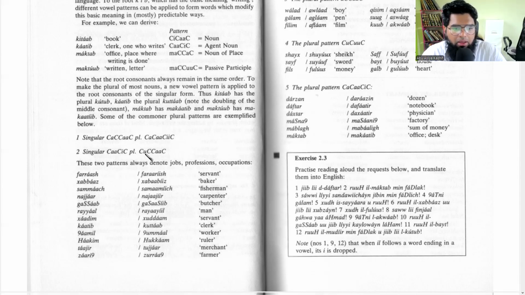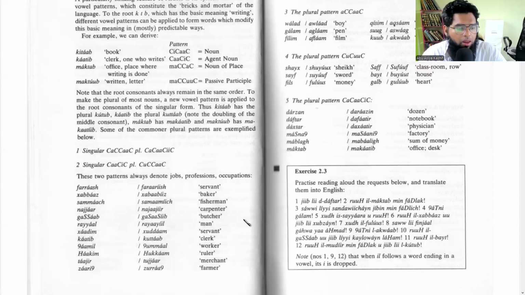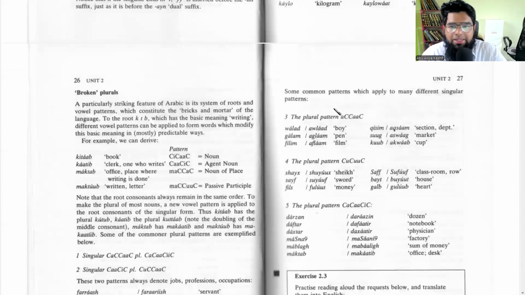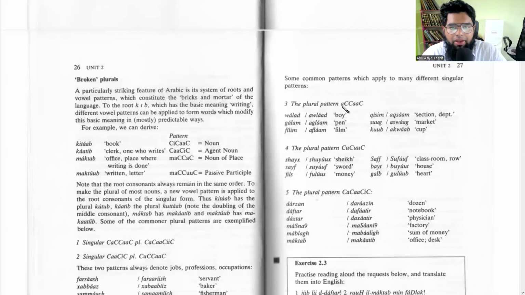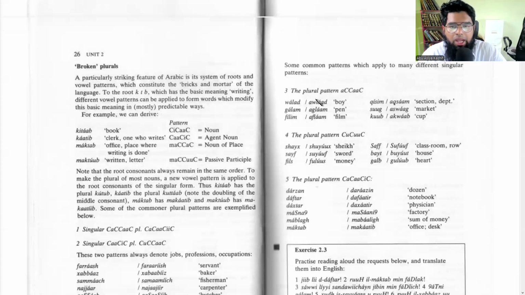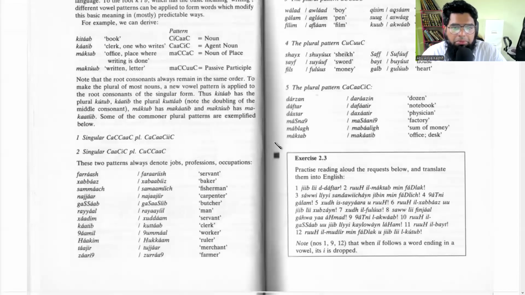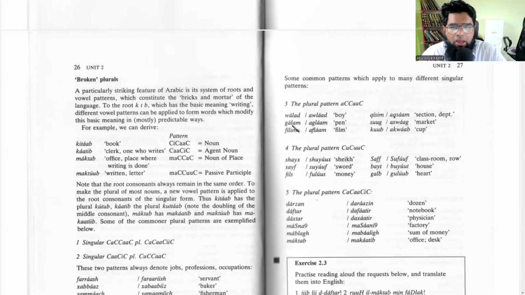Now this is like the second one. Servant. Katib, kutab, clerk. Amil, umal, worker. Hakim, hukam, ruler. Tajir, tujar, merchant. What is it? Zade, farmer. Zura. The plural pattern at this is afal, yeah, walad awlad. So try to remember as much as possible. Walad, awlad, boy; ghalam, aghlam, pen; film, aflam; qism, aqsam, section; souk, aswaq, market; kub, akwab, cup.